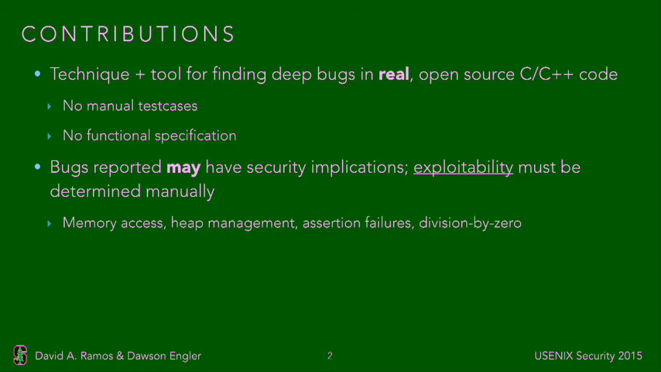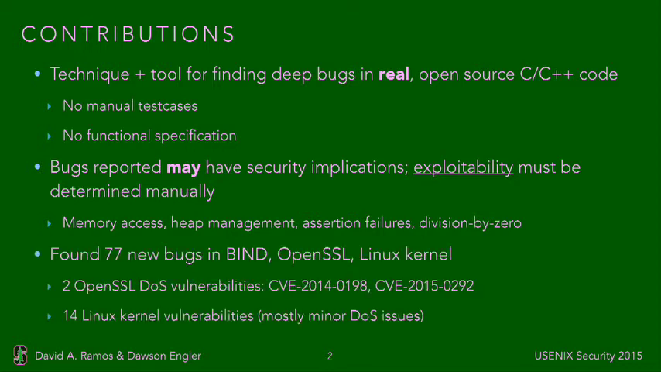Now, I should note that the types of bugs that it finds may have security implications. The tool does not specifically identify which bugs are for sure exploitable, though there's one aspect of the tool that I'll get to at the end of the talk that does try to identify these vulnerabilities. The types of bugs that it finds are memory access and heap management errors, assertion failures, and divisions by zero. Using our tool based on this technique, we found 77 new bugs in BIND, OpenSSL, and the Linux kernel, including 2 OpenSSL denial of service vulnerabilities for which advisories were issued in the past year or so. We also found 14 relatively minor Linux kernel vulnerabilities.